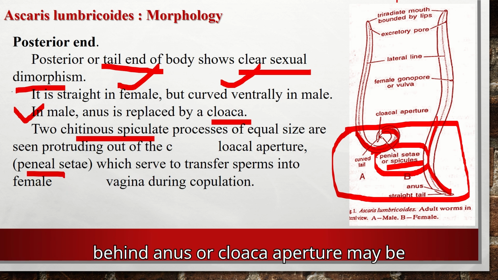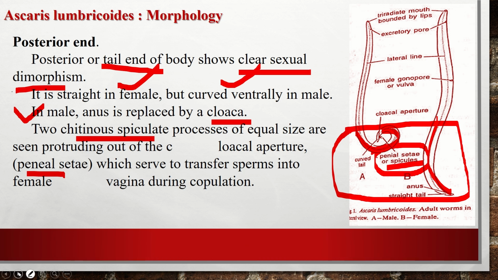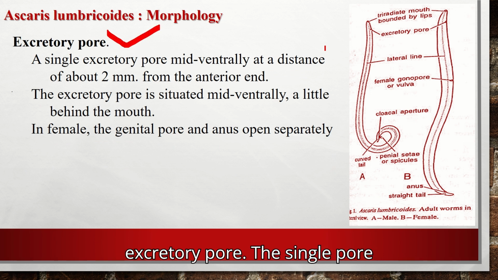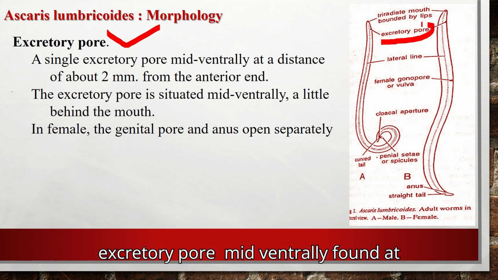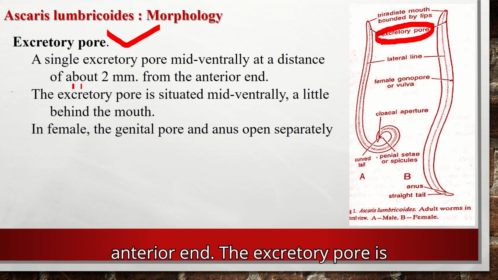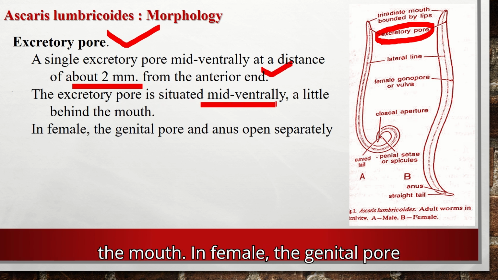The part of the caudal end behind the anus or cloacal aperture may be called the tail. The tail end of male Ascaris is characterized by the presence of numerous genital papillae on the ventral surface. There is a single pore, which is called the excretory pore. This single excretory pore is found mid-ventrally at a distance of about 2 mm from the anterior end, a little behind the mouth.